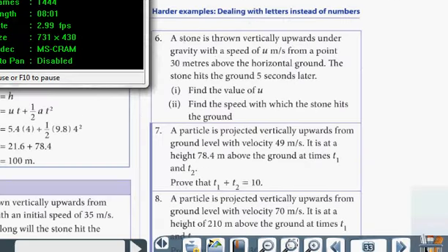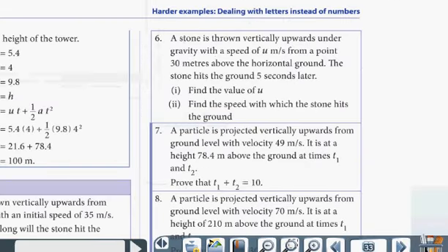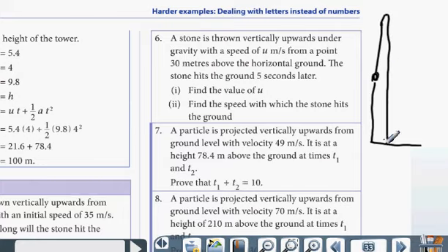Okay. For number 6, a stone is thrown vertically upwards under gravity with a speed u meters per second from a point 30 meters above horizontal ground. The stone hits the ground 5 seconds later. If you were to draw a diagram of this, you imagine you're on a ledge or cliff overlooking horizontal ground. You start off by throwing the stone up here. It reaches a maximum height, and then it plummets and hits the ground. I'll try drawing a slightly better diagram than that, but you get the point. It goes up and goes straight down, alright? So the stone hits the ground 5 seconds later.